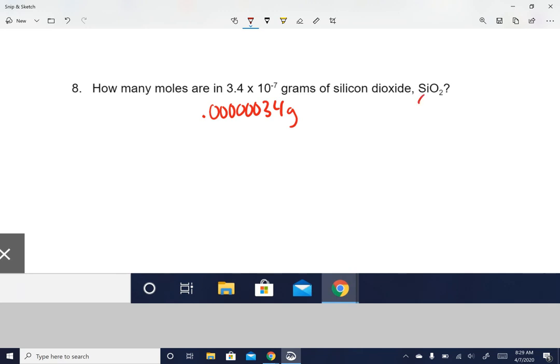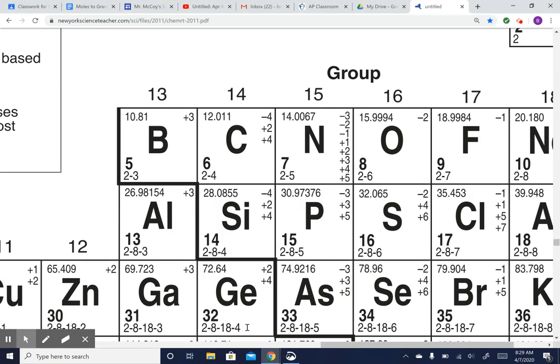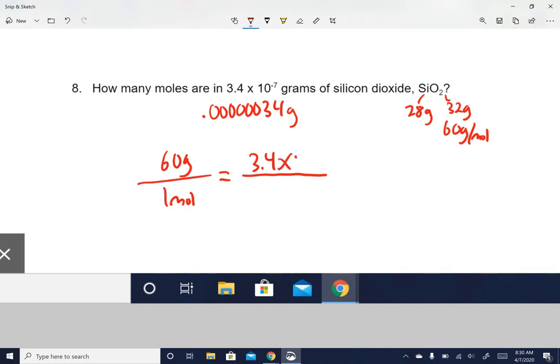All right, SiO2, so 2 oxygen, 16 plus 16 is 32 grams per mole. And then silicon, I believe, is 24. Oh, 28. 24 is magnesium. 28 grams. So 32 and 28 is 60 grams per mole, right? 32 and 28 adds up to 60 grams per mole. So 60 grams in 1 mole equals this number here. I'm just going to write the power of 10 here. 3.4 times 10 to the negative 7 grams over x moles, right?